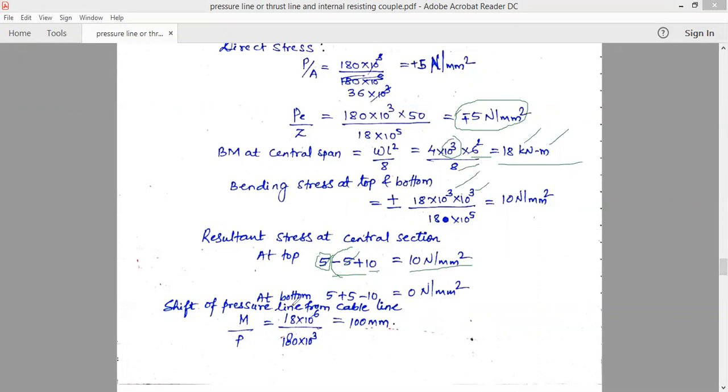So it is 10 Newton per mm square. Now we will calculate for the bottom section. So 5, it is plus 5 direct stress, plus 5 for the eccentricity, and minus 5, minus 10. So this will be 0.